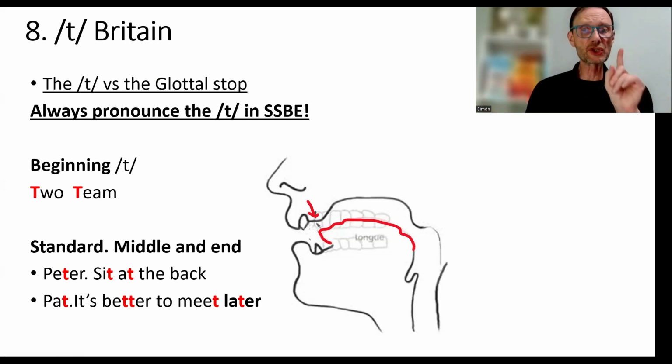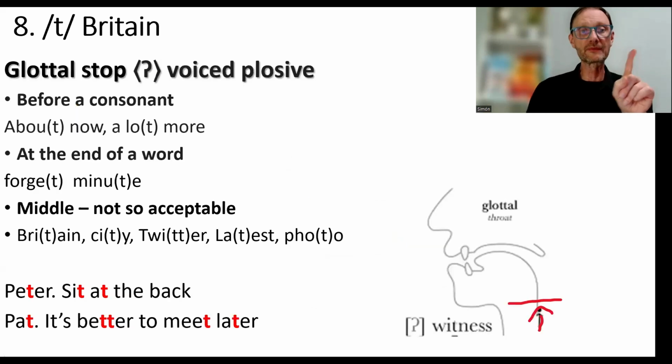But things are changing even in the standard form, in the modern form. Let's see. And the glottal stop is beginning to appear in certain positions in a word when it's the T. Now, before a consonant in standard British English, it is now becoming more acceptable not to pronounce the T. So you could say about now, or you could say about now, or you could say a lot more, or a lot more. So you relax the T.